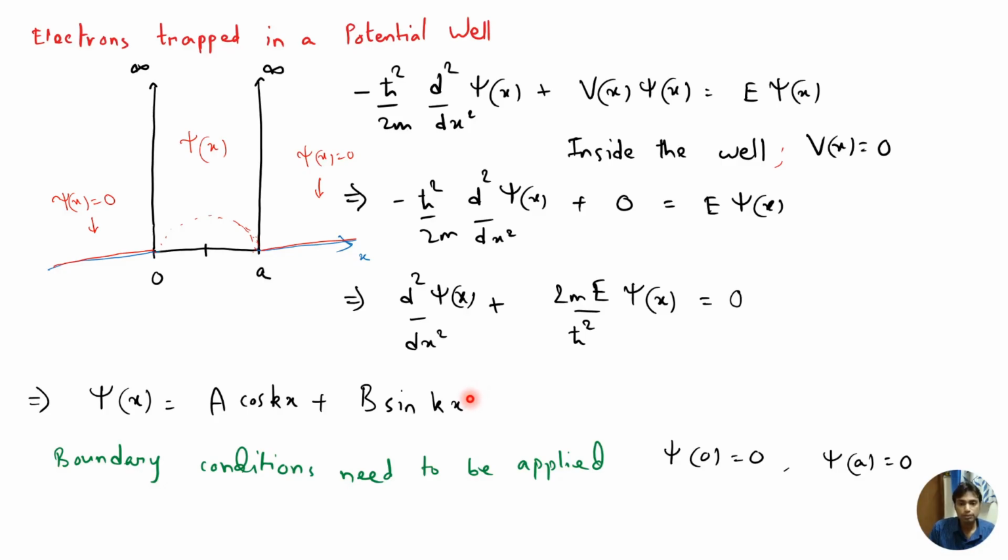Now we have the boundary condition that psi of 0, so at this point the wave function has to go to 0, and at this point the wave function has to be 0. This is like you are clamping the wave function. So the wave function has to be 0 on this end. So we have to impose these two conditions on this solution.